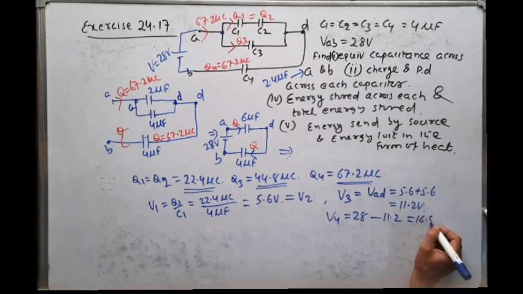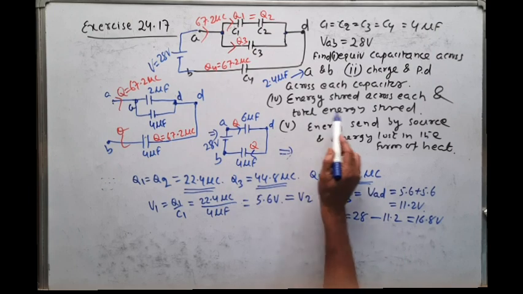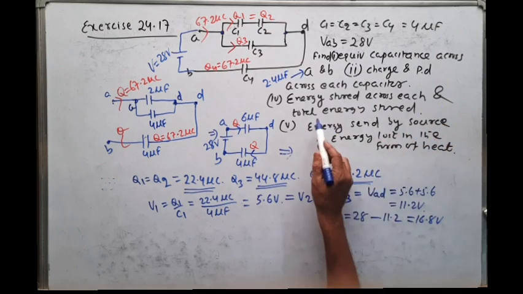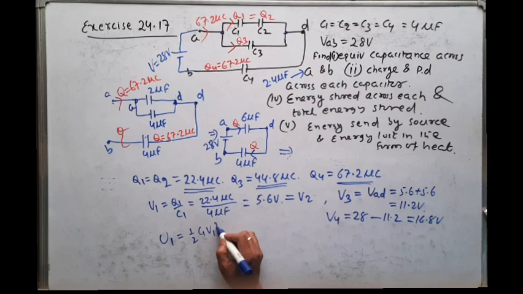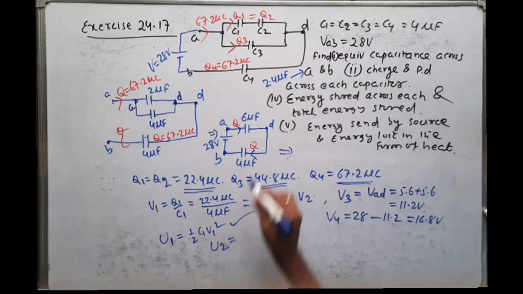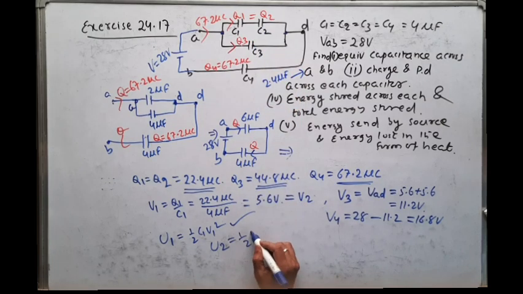Okay. So next, energy stored across each capacitor and total energy stored. So energy stored across the first capacitor is equal to what? U1 is equal to half C1 V1 square. Similarly, you know C1, you know V1, you can calculate. Similarly, you calculate the energy stored across the second capacitor, that is half C2 into V2 square. Everything you know.